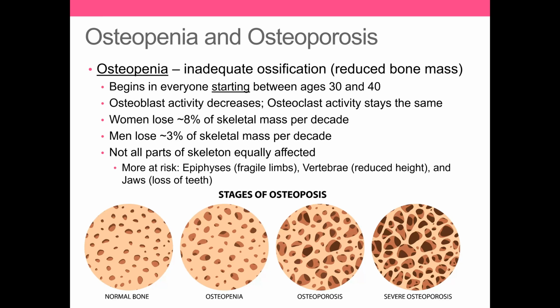The areas that are more at risk are the epiphyses, or the ends of your long bones, and this can result in more fragile limbs, so more easily broken limbs. This also can affect your vertebrae, which leads to reduced height, and your jaws, which can lead to a loss of teeth as you age.